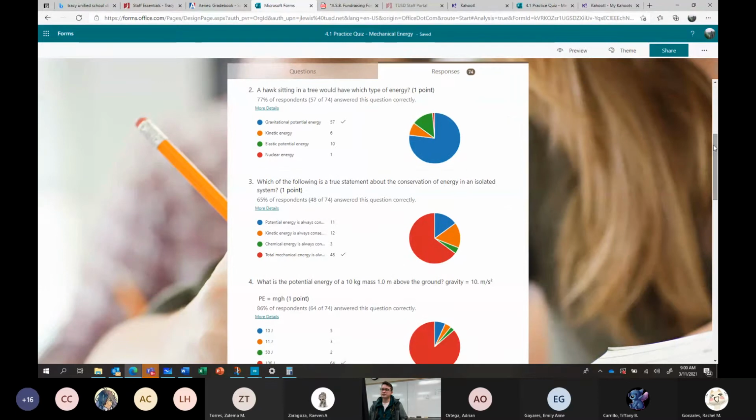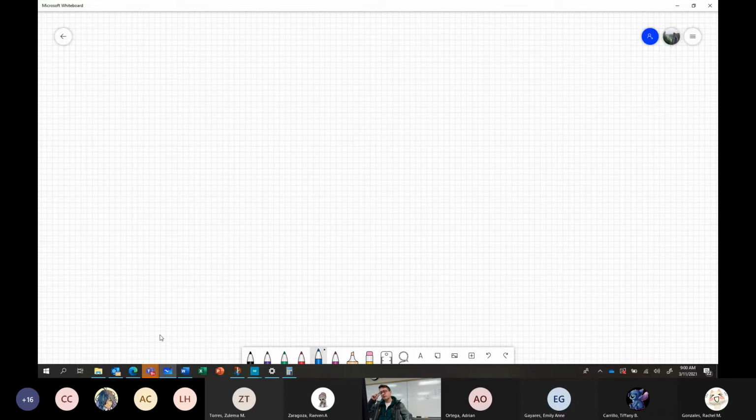A hawk sitting in a tree. This one surprised me, that so many people put elastic potential. The correct answer is gravitational potential. Basically, what this comes down to is we're talking only about mechanical energy. This is the only type of energy that we're going to discuss in this chapter, because mechanical energy is the energy of everyday objects.